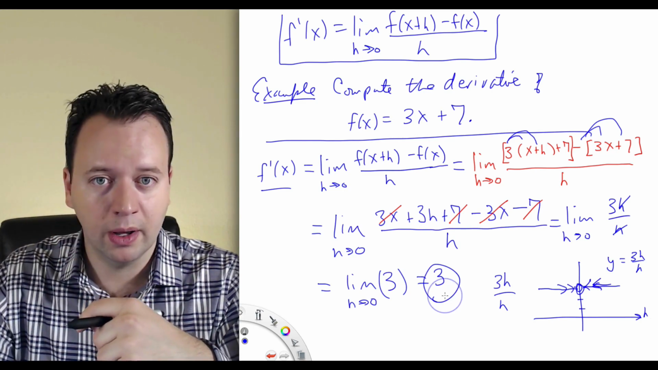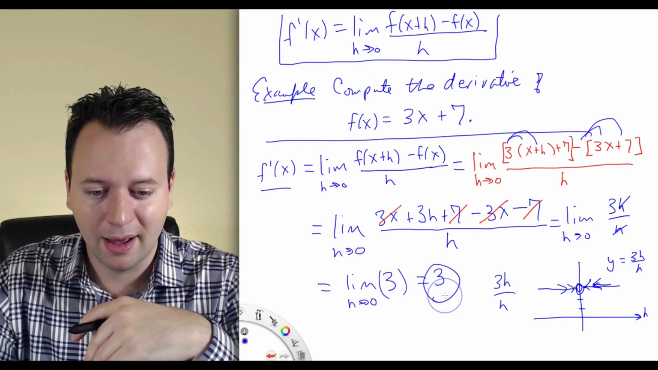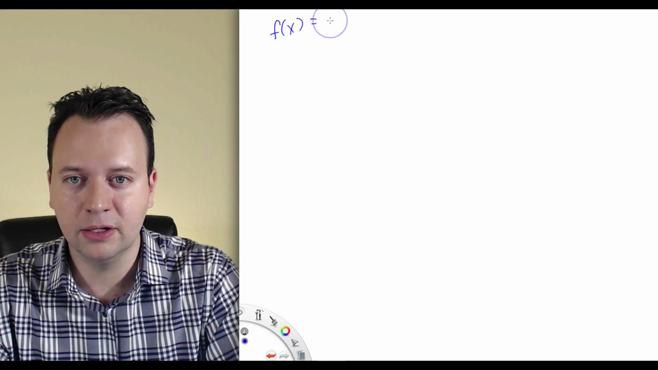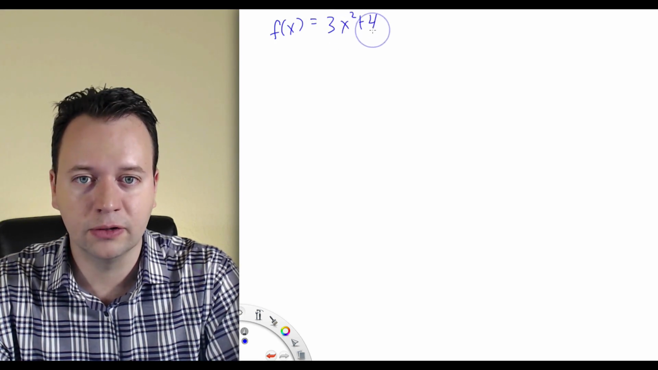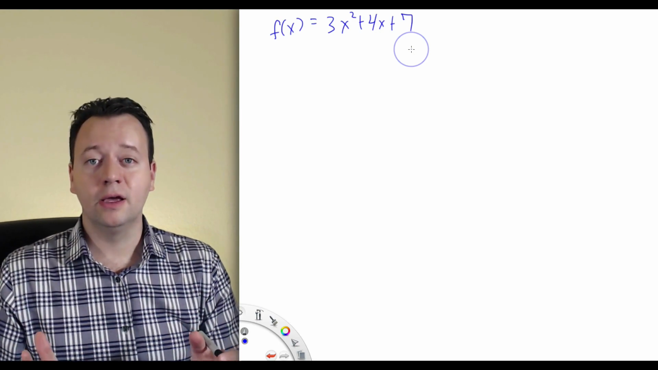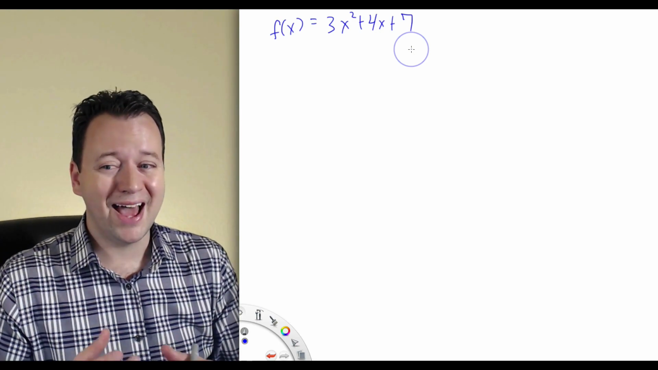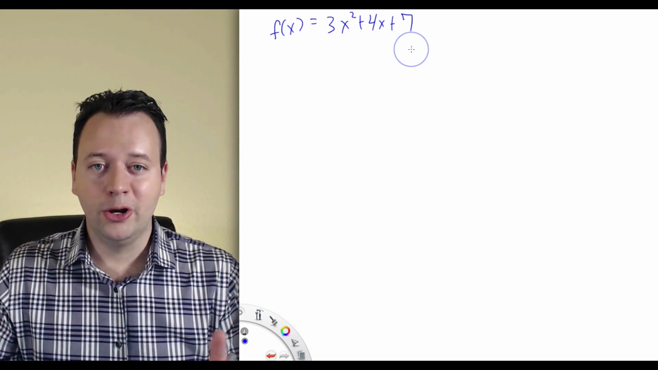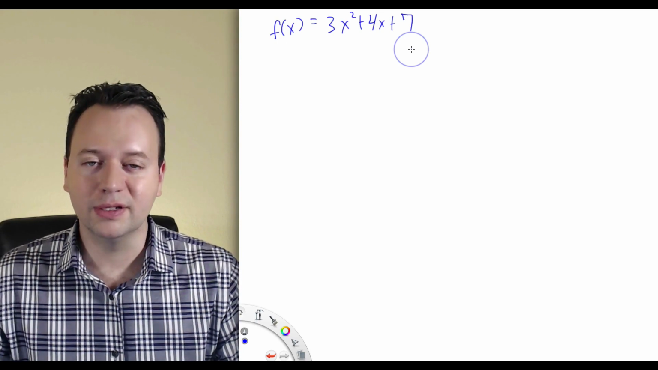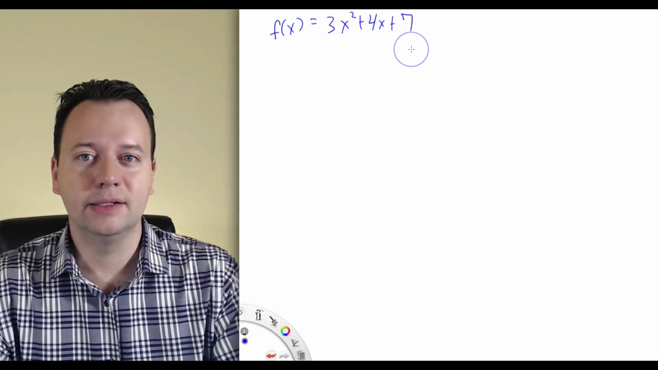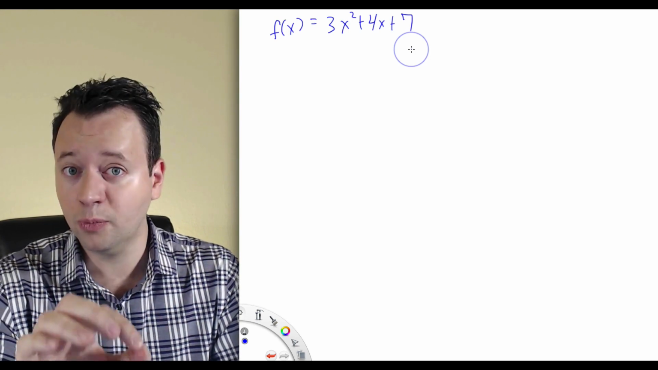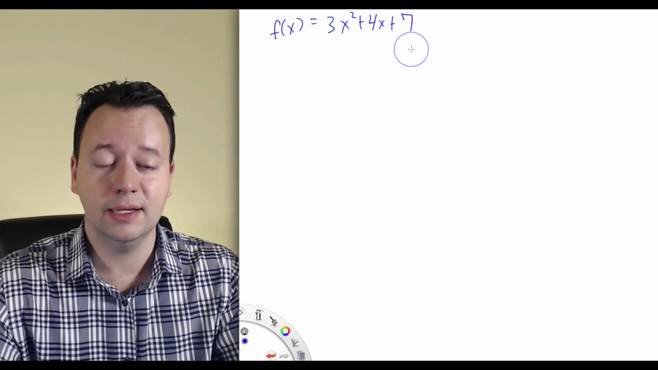Okay, so the next one is going to get even more fun. f of x is equal to 3x squared plus 4x plus 7. And again, we want to compute f prime of x using the limit definition of the derivative. Now, we don't have that handy-dandy thing that it's a linear function anymore. Who knows what the derivative is? It's some function of x. It's not a linear function, so there's no way, without using the limit definition at this point, to figure out what the derivative function is.